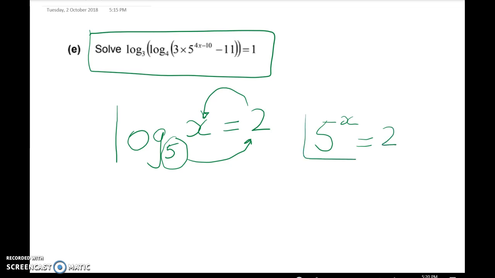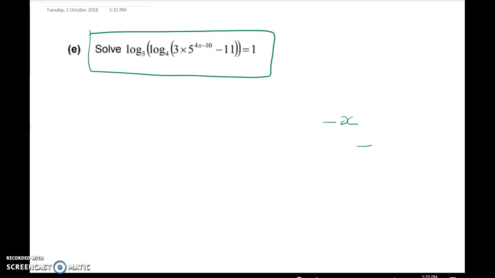And that's how we solve pretty much all log equations. And that's what we're going to do twice in this exam question. So just jot that down. I'm going to erase that so I've got a bit more space.